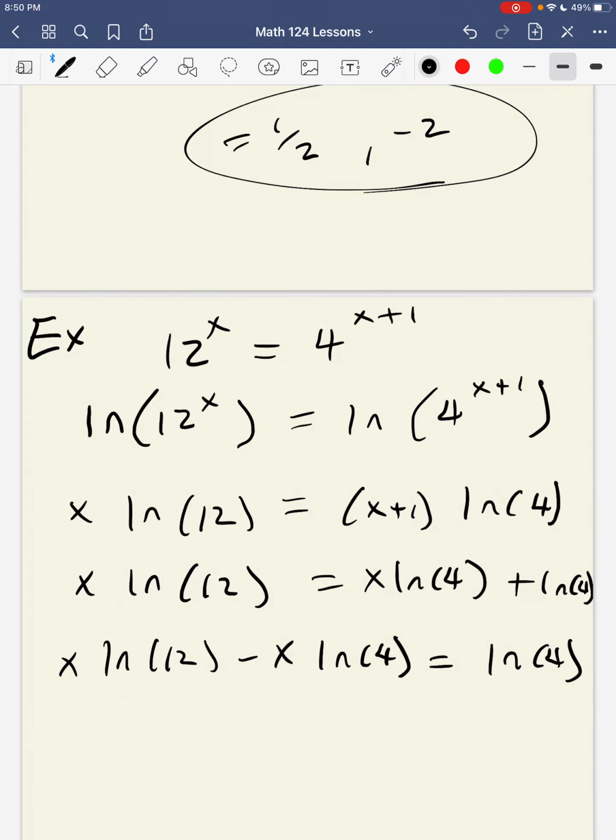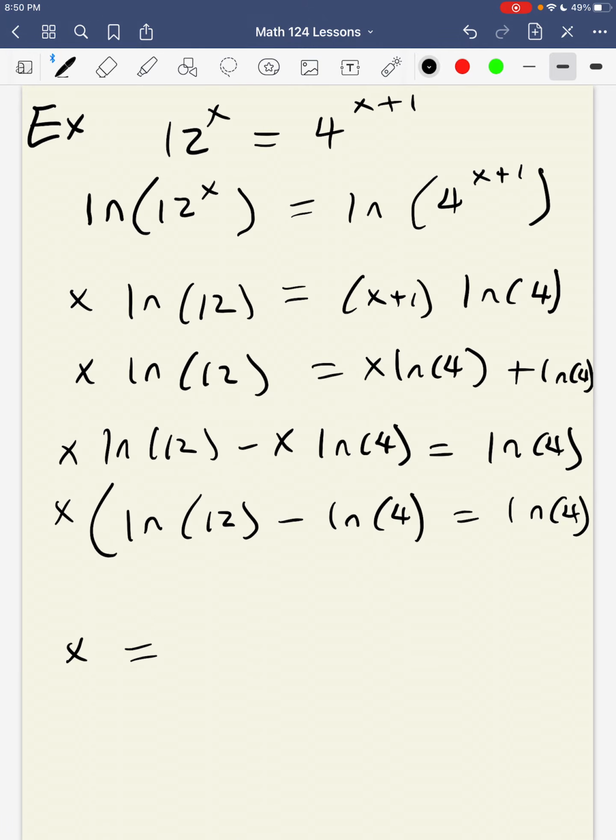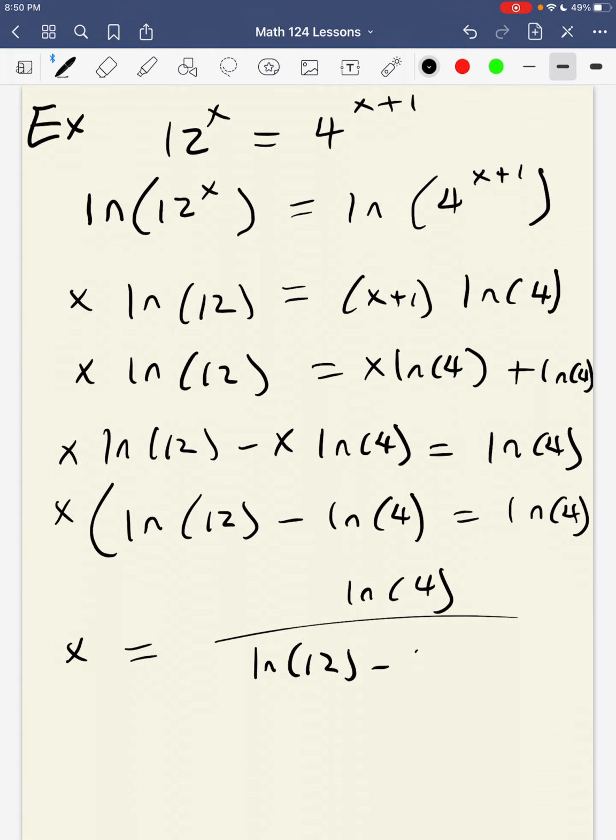Okay. We can pull an x out of both of those two terms, leaving us with x times log 12 minus log 4. And then on the right hand side we have log 4. So solving for x, we have log 4 over log 12 minus log 4.